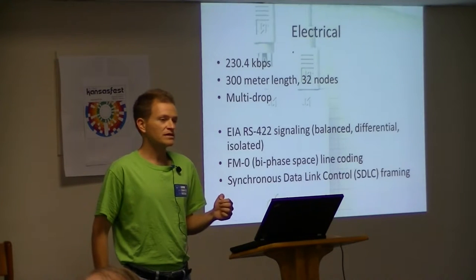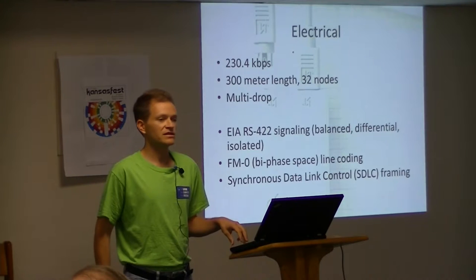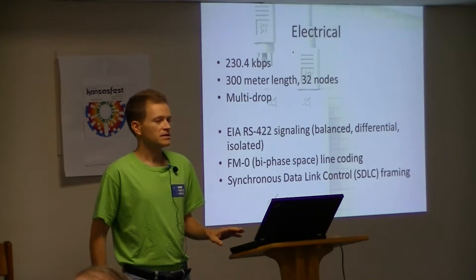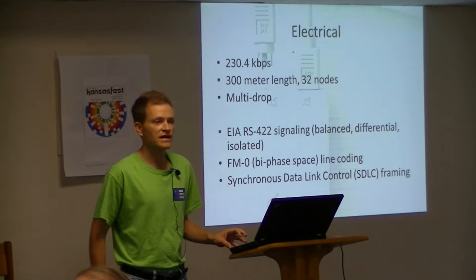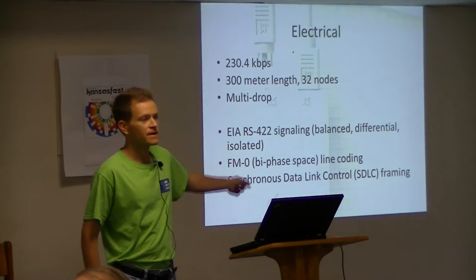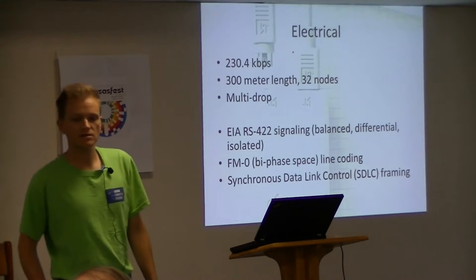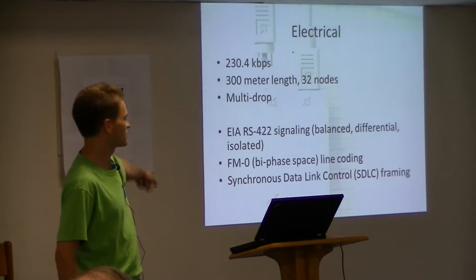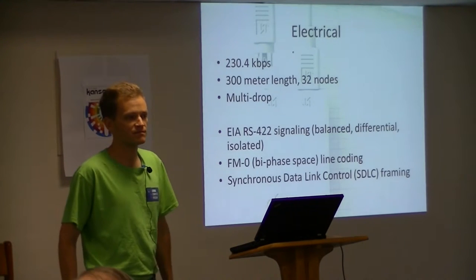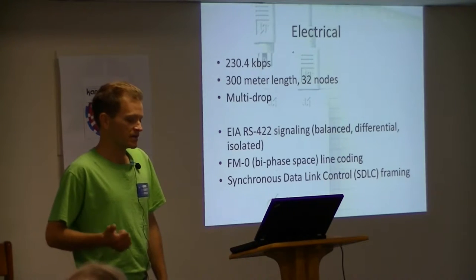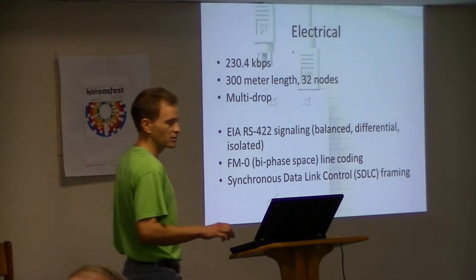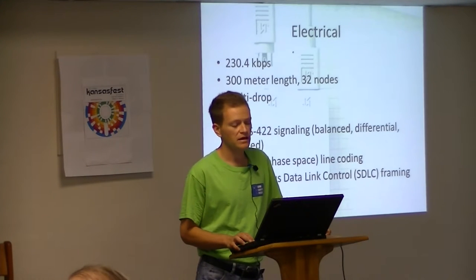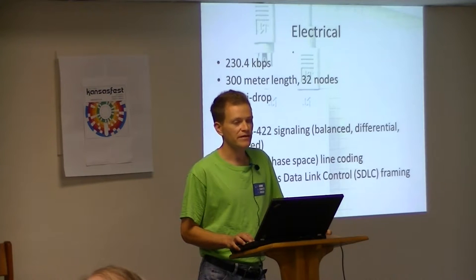To start with, it uses a different type of signaling: RS-232 versus RS-422. RS-422 is a standard that defines what the voltages are and what the type of cabling is. Specifically, RS-422 is what's known as balanced, differential, and isolated. Differential is probably the most interesting word there. With a regular serial connector, you have one wire for transmit, one wire for receive. With RS-422, it's two for transmit, two for receive. It reduces the effective noise on the cabling, and that's what allows you to get the longer range, the larger number of nodes, and higher speed.